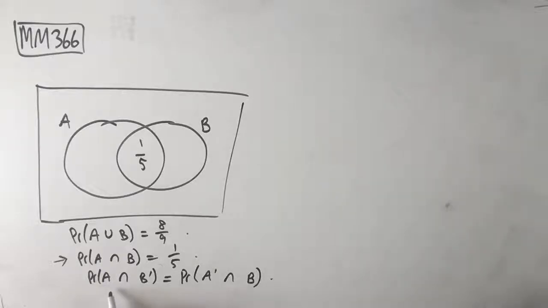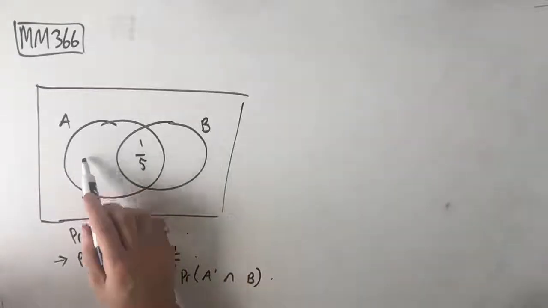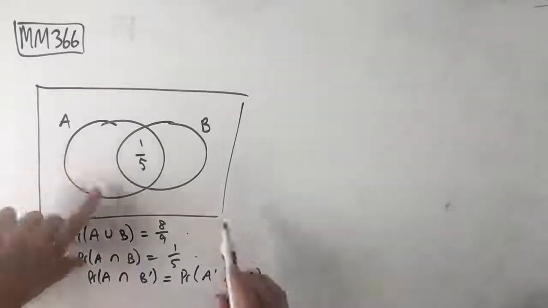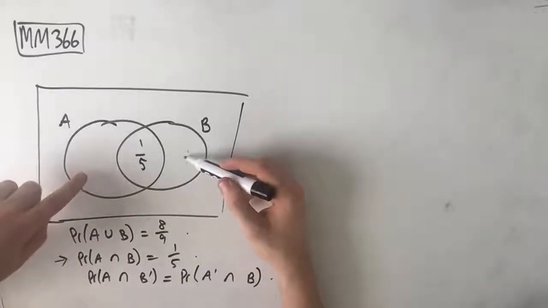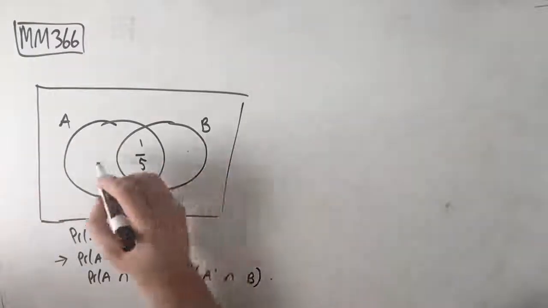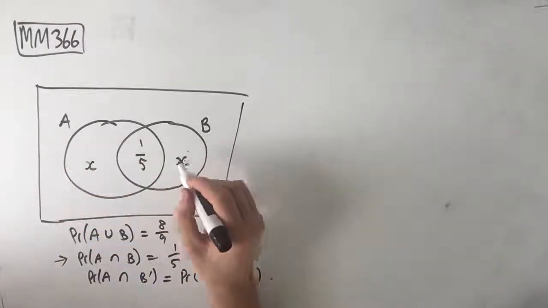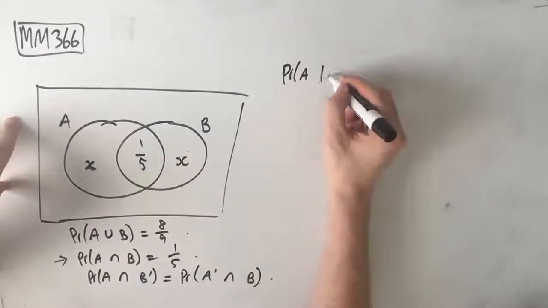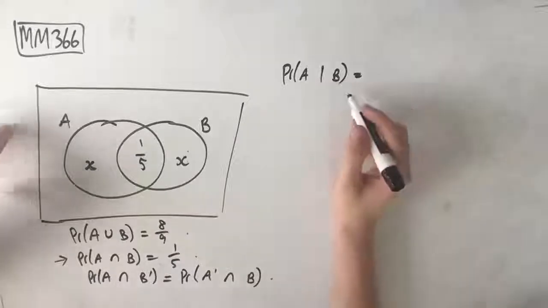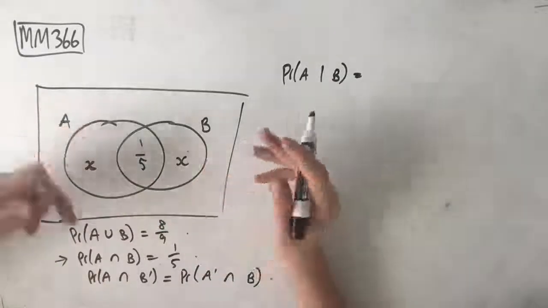Now what this bit down the bottom says is that the probability of A intersect not B is the same as the probability of not A intersect B, okay? So A intersect not B is this bit here, and not A intersect B is this bit here, okay? So these bits here we know are the same, all right? We don't know what they are, but we know that they're the same. So what we're going to do is we're actually going to call these x, okay? Because in order to figure out the probability of A given B, which is exactly what we're trying to find, that's the purpose of this question, we're going to need to know what these are in order to do that.